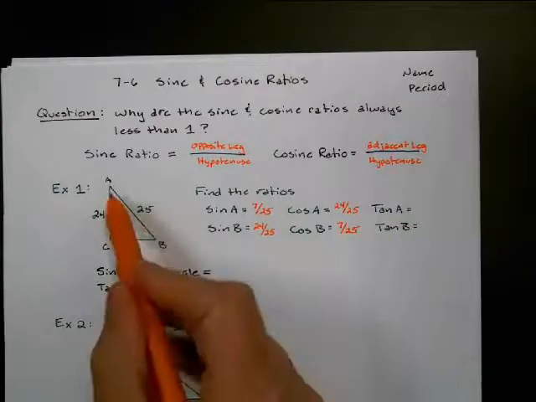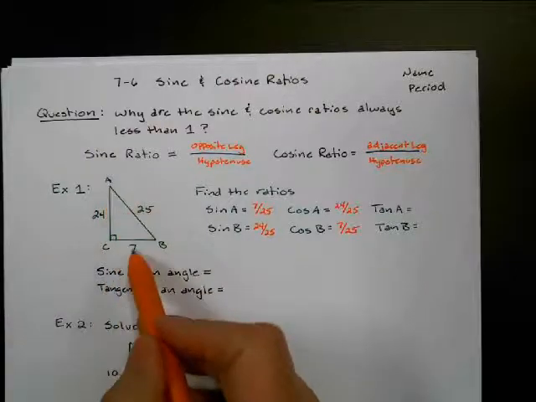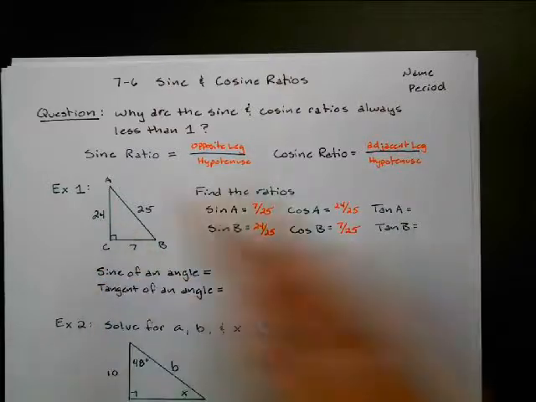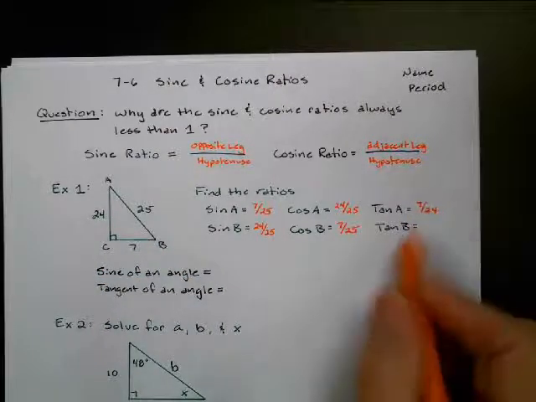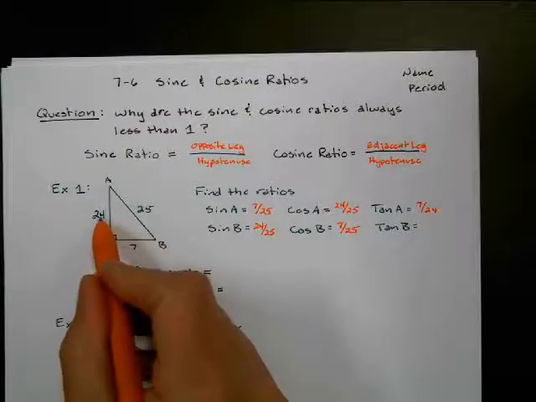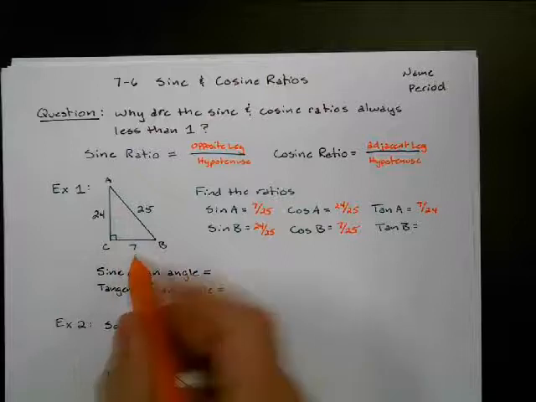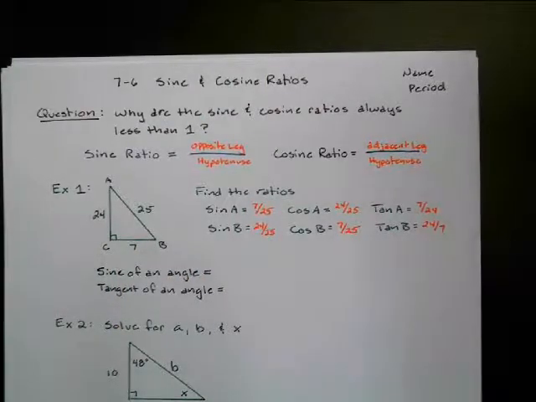Tangent of A. Remember, tangent was opposite over adjacent. So opposite leg is 7. Adjacent is 24. Tangent of B. Opposite over adjacent. So we do opposite, 24, over adjacent, 7. There we go. Now we've got all of our ratios for A and B. We've got our sine, cosine, and tangent of A and B.